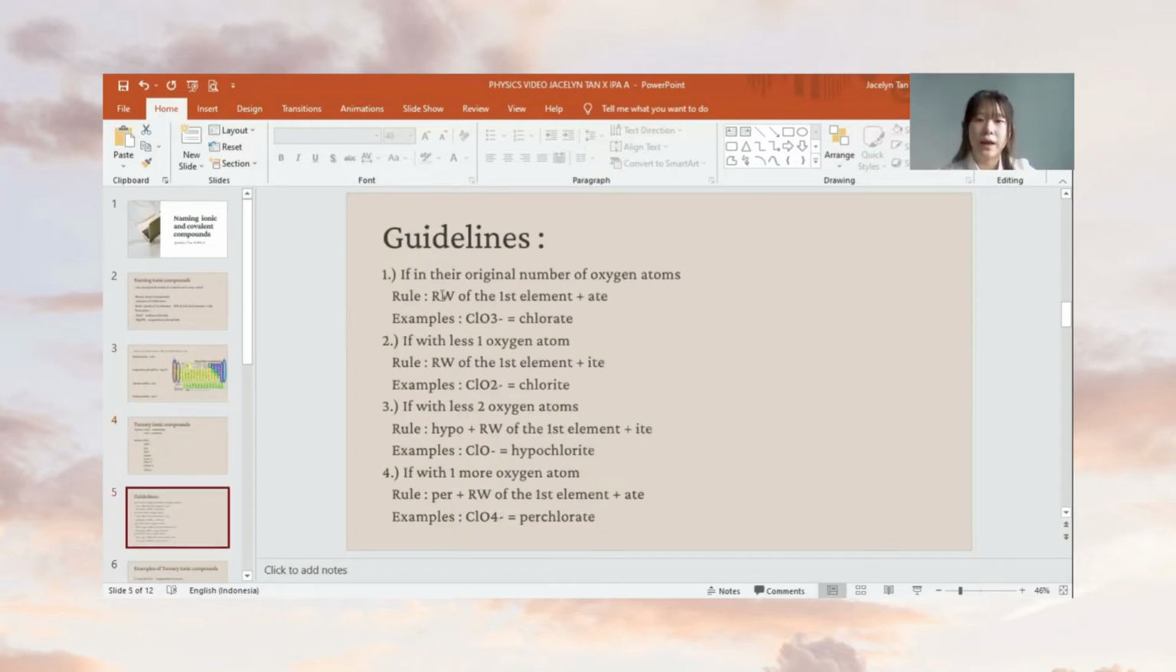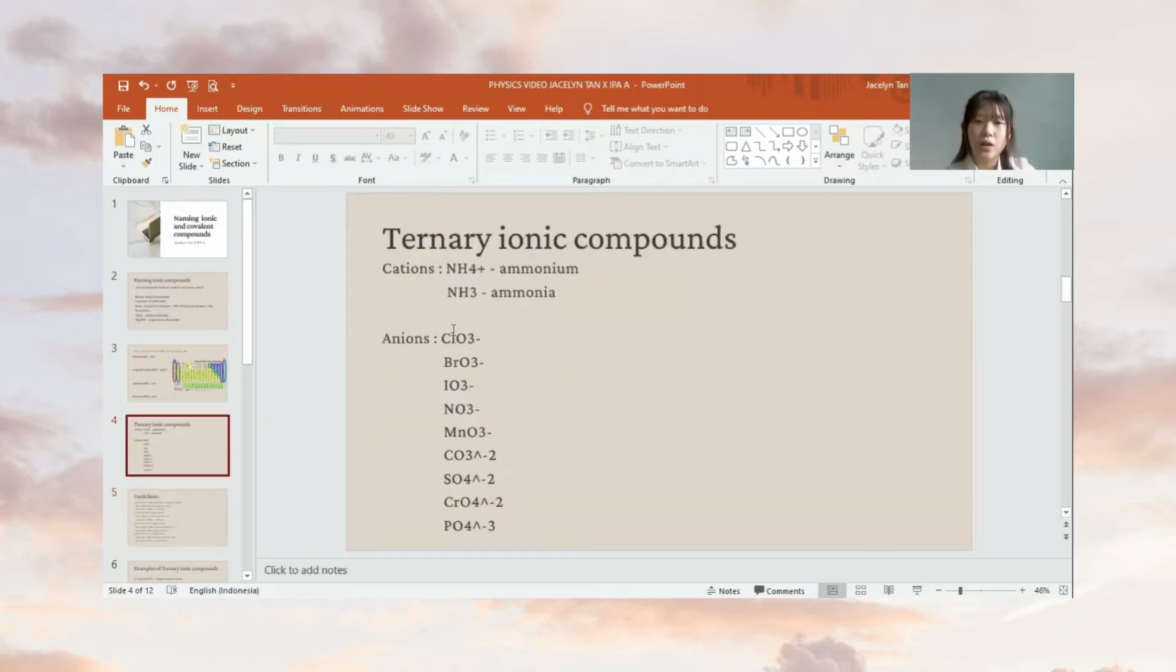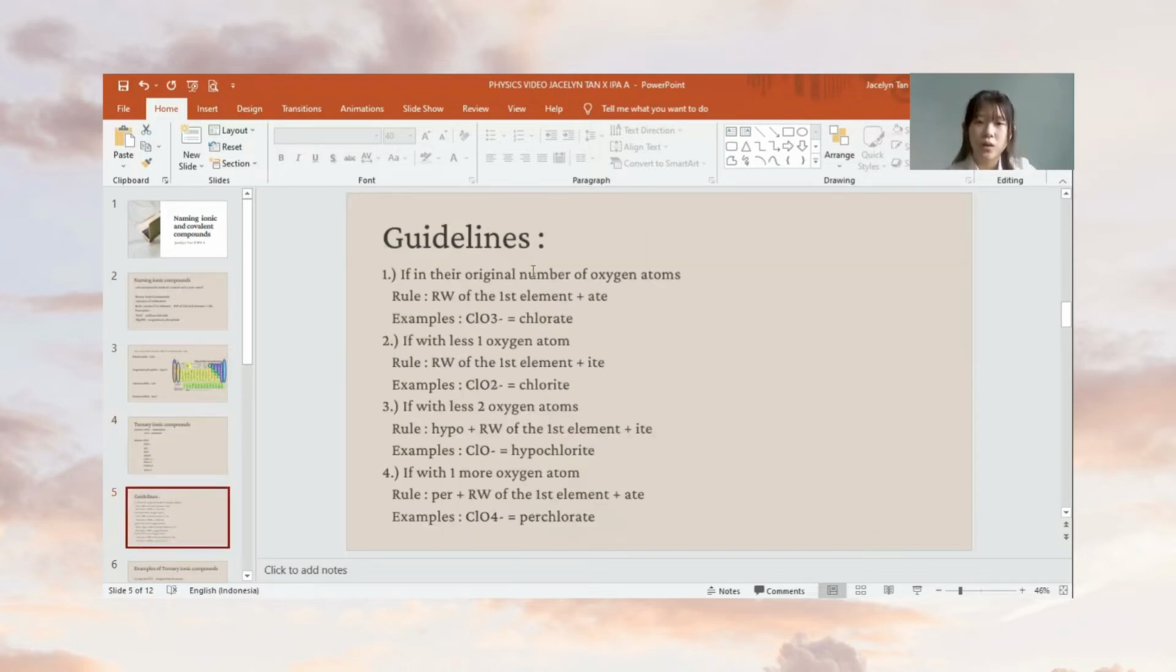So here are some guidelines. First, if in their original number of oxygen atoms, the rule is root word of the first element plus ATE. Examples, ClO3 minus. So we can look here. ClO3 minus is in their original number. So the rule is root word of the first element Cl, which is chlor, plus ATE. So ClO3 minus is chlorate.